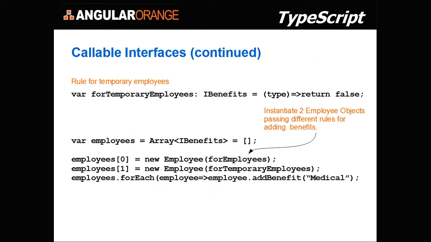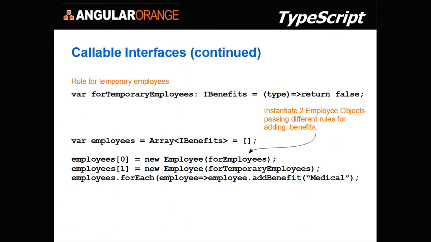So here's the other rule for temporary employees, you just return false. So here's our example. You instantiate two employee objects passing different rules for adding benefits. And notice the interface is different. Here you have an employee, and the rule for employees gets passed, and here you have an employee, and the rule for temporary employees gets passed.